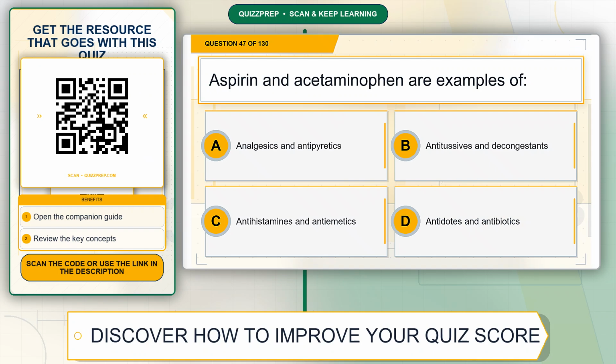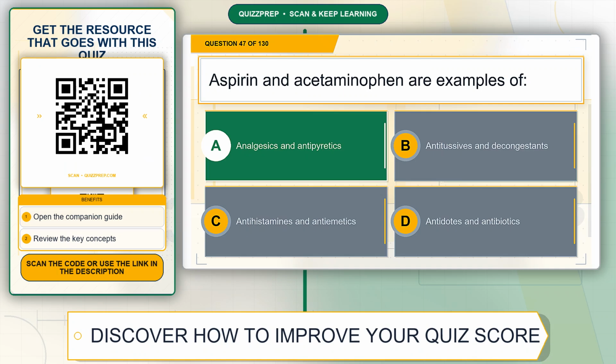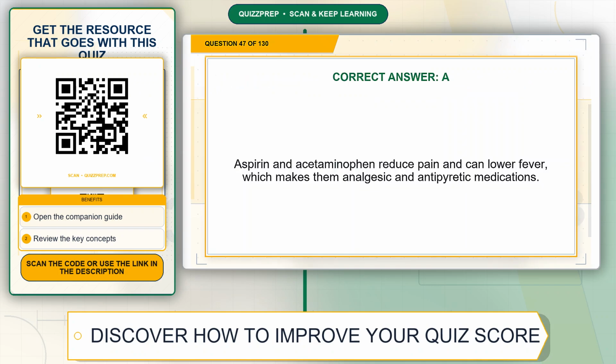Question 47. Aspirin and acetaminophen are examples of: Option A, analgesics and antipyretics. Option B, antitussives and decongestants. Option C, antihistamines and antiemetics. Option D, antidotes and antibiotics. The correct answer is option A, analgesics and antipyretics. Explanation. Aspirin and acetaminophen reduce pain and can lower fever, which makes them analgesic and antipyretic medications.